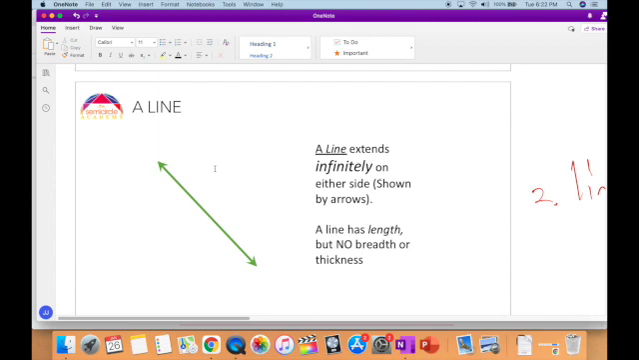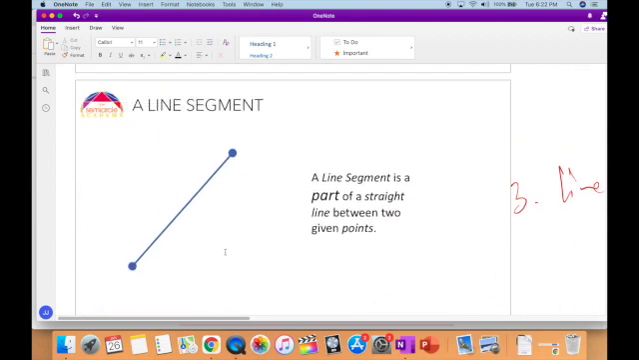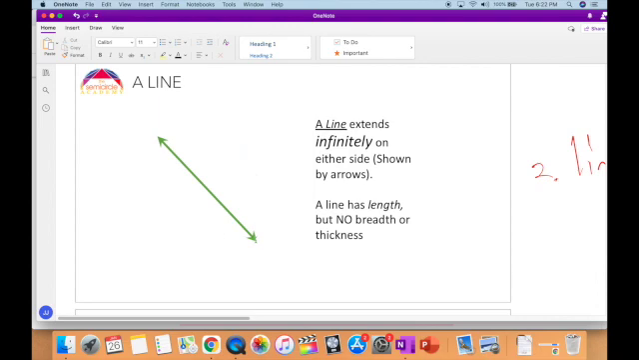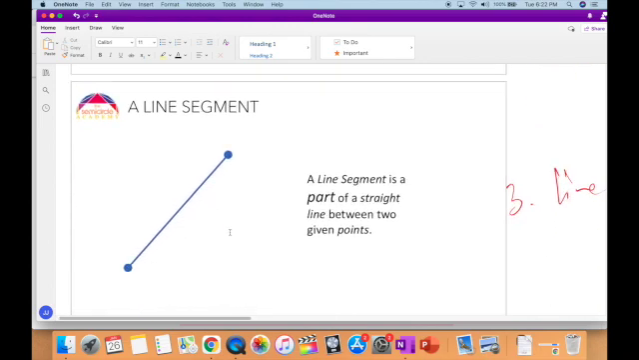But then when we connect 2 points, so we have a point with no size, and if we connect 2 points together, they form a line, and they form a line segment especially. So a line is when they go in arrows infinitely in both directions. A line segment is when you have a piece of a line between 2 points, right? Everybody cool so far?